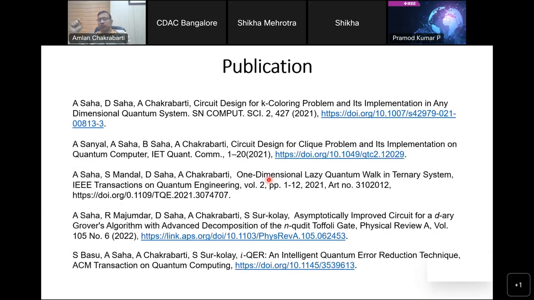Okay, so whatever lectures I have given are basically based on these publications, which have been done by my research group in the past year and the present year.